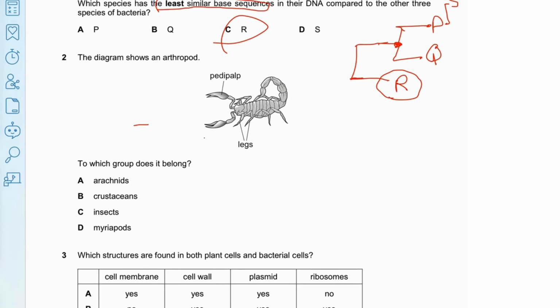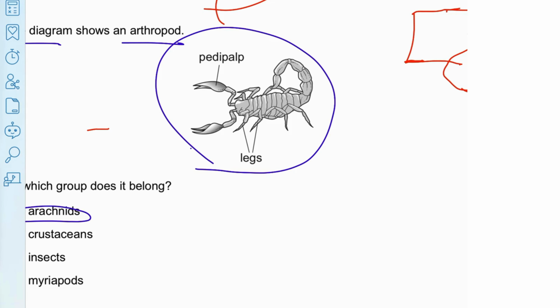Next question. The diagram shows an arthropod. My key feature to identify any arthropod is the number of legs. Very important. From the first part, I can see that this is a scorpion. A scorpion is an arachnid. Okay, but let's go into more details here. How many legs does it have? 1, 2, 3, and 4. We have here 4 legs, and this is called a pedipalp.